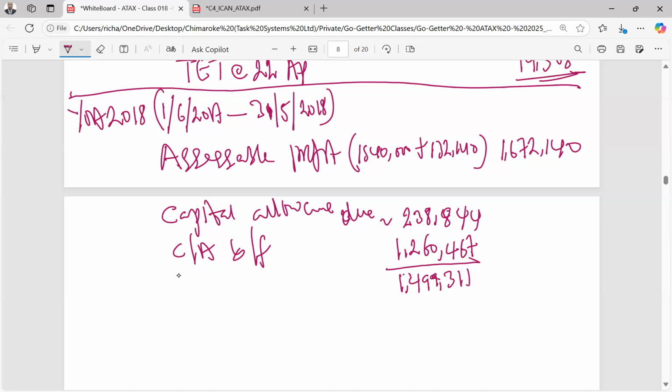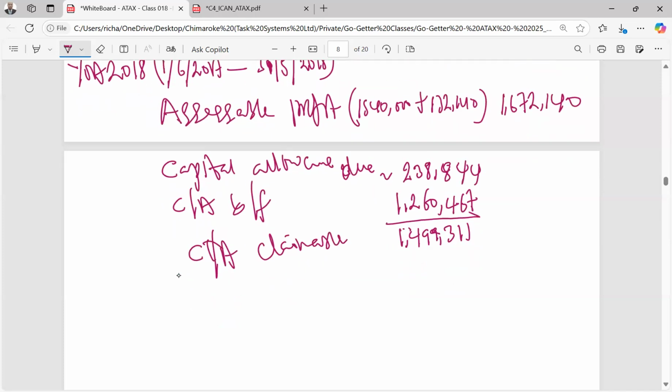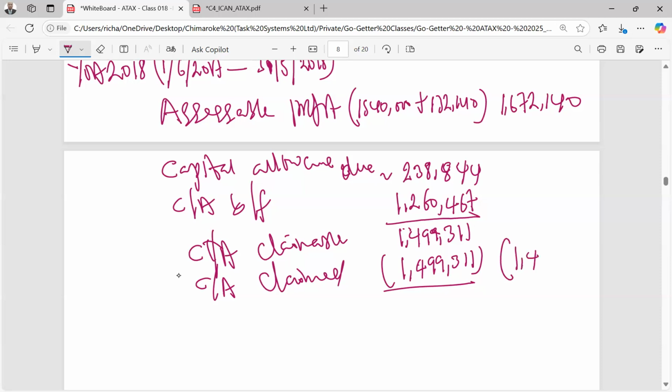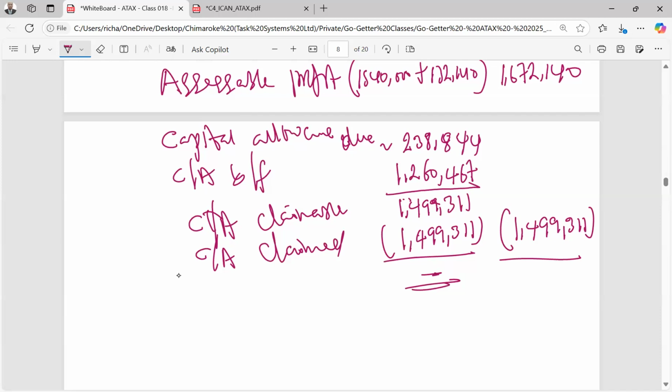Okay, so this is capital allowance claimable. So how much capital allowance can we claim? Capital allowance claimed. We are going to claim everything, but it's smaller than this. 1,499,311. We're going to claim everything. Okay, so no capital allowance is carried forward.